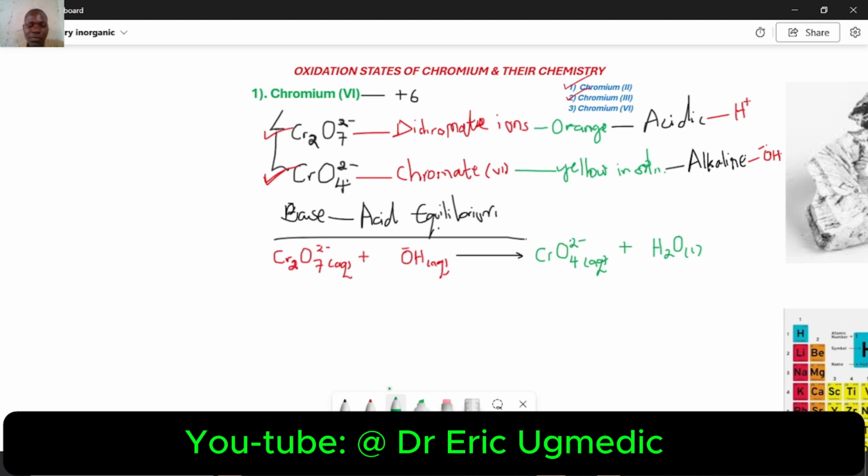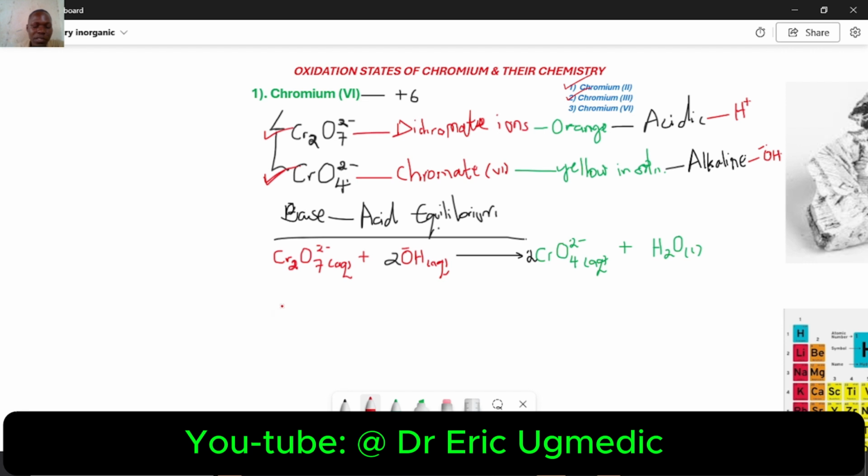So let's balance this. We shall have a 2 here for chromium. And then what are we balancing next? Oxygen. This side we have 8, and this side we have a total of 9. So how are we balancing this? Let's add here a 2, which automatically balances the number of hydrogen atoms. What of the charge? We have a total of negative on this side and a total of negative on that side. So that equation is well balanced.